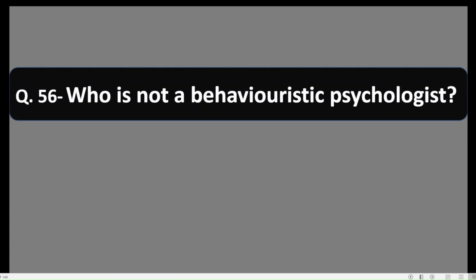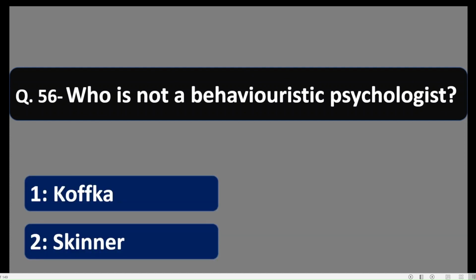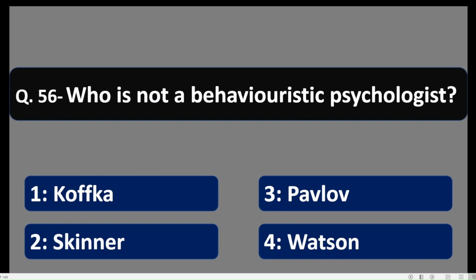Question 56. Who is not behavioristic psychologist? Let us see the options. Number 1, Koffka. Number 2, Skinner. Number 3, Pavlov. Number 4, Watson. Very easy question it is. Skinner, Pavlov, and Watson all are behavioristic psychologists. Koffka is associated with Gestalt psychology. So option 1 is correct.